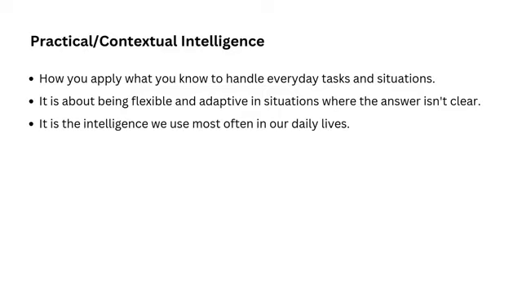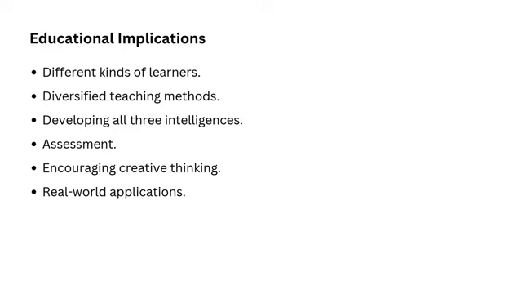Practical intelligence does not just mean doing things in the best way possible. It also means knowing how to adapt to your environment and work with people. In many ways, it's the intelligence we use most often in our daily lives. Now finally, let's talk about educational implications. Point number 1, different kinds of learners. Sternberg's theory tells us that students have different strengths. Some might be more analytical, some more creative, and others more practical. Teachers need to recognize these differences to help students excel in all areas.